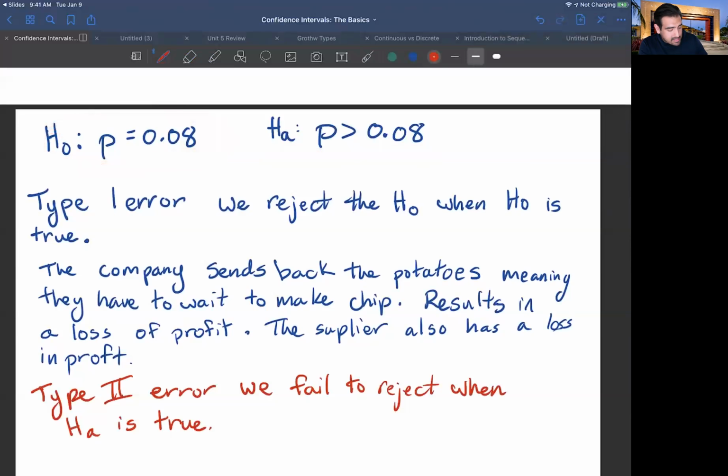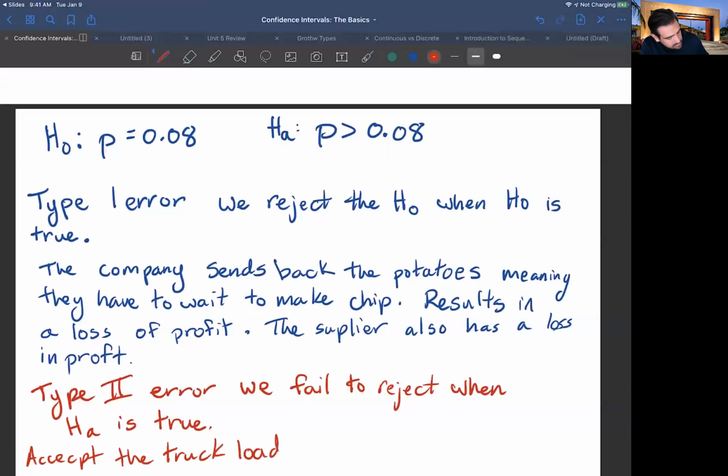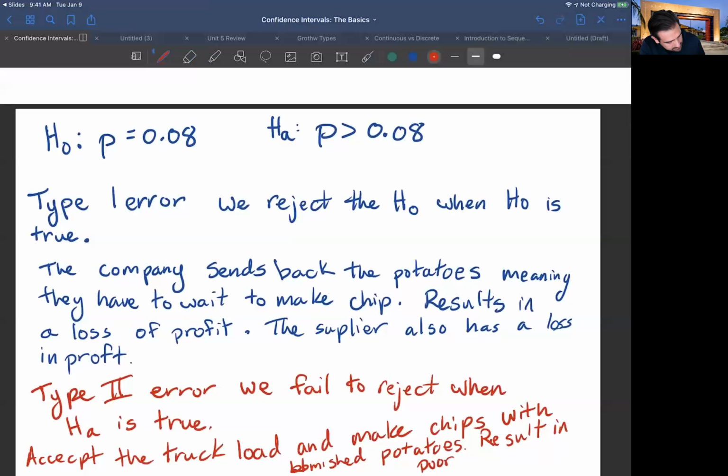So what does that mean for my company? That means I accept the truckload and make chips with blemished potatoes. This will result in poor customer ratings.